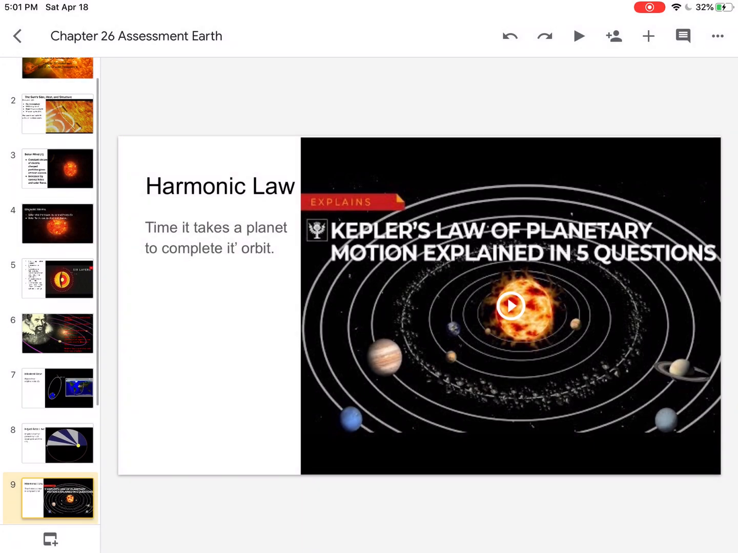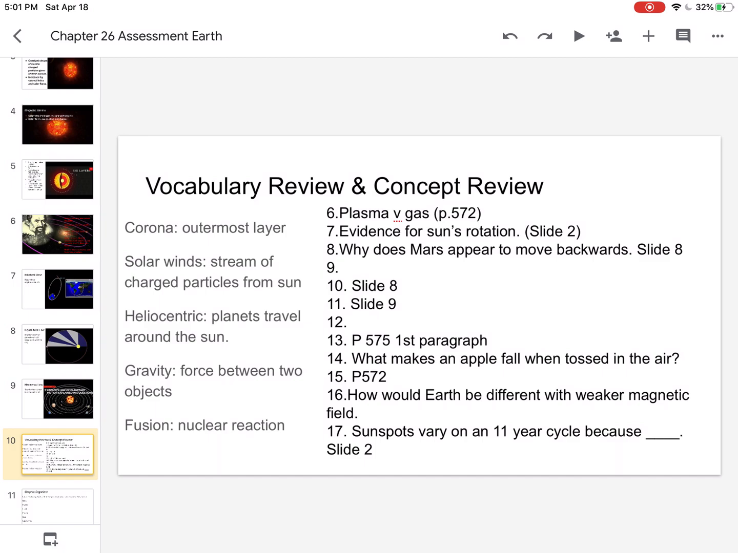Okay, let's move on. Getting a little too technical there. Okay, so this is a vocabulary review and concepts review. Now you are at the end of the chapter, the assessment. What I did was put the vocabulary words that will be answers, but I kind of mixed them up, so you're going to have to put them into the correct blank. You're going to do that for 1 through 5.